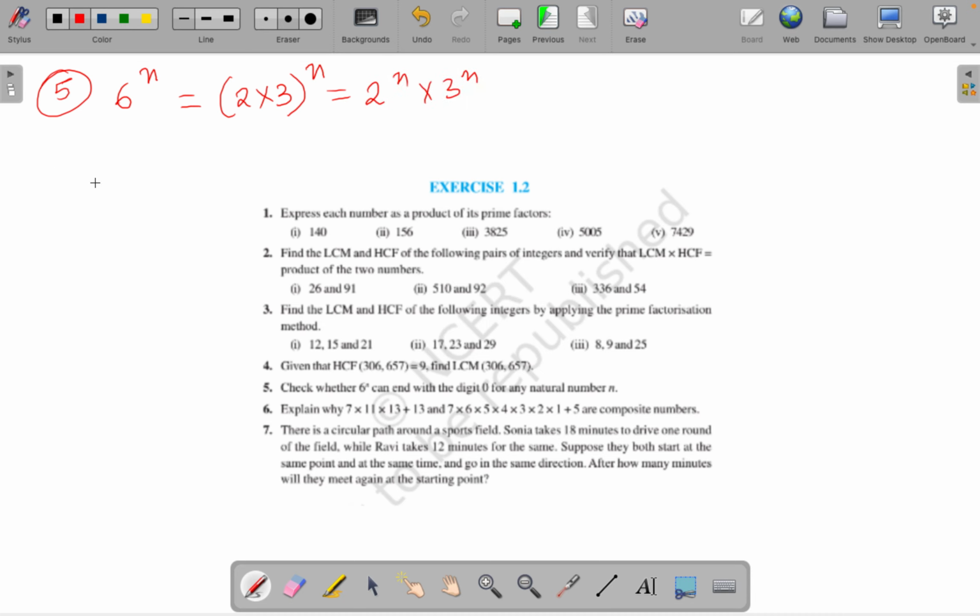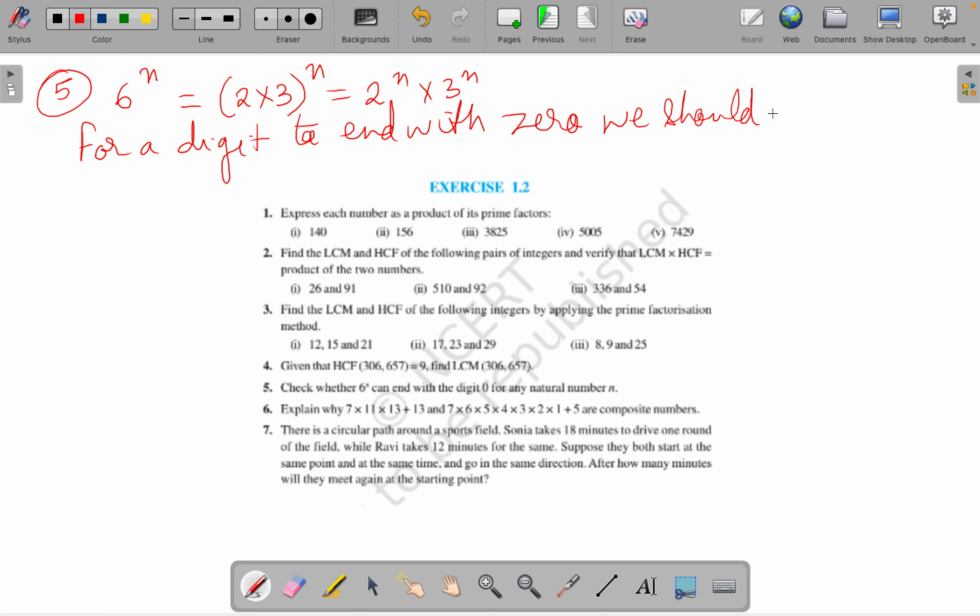Right? Now, you should always remember for a digit to end with 0, children, we should always have 2 into 5 as factors.